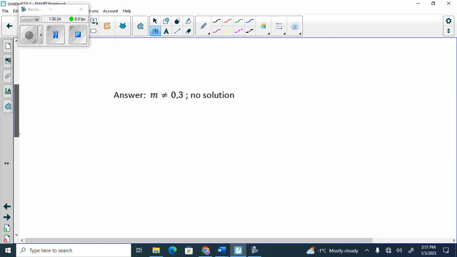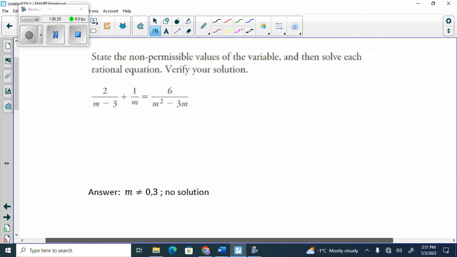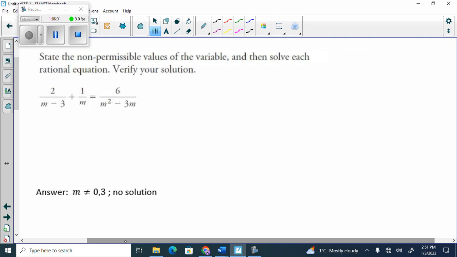All right, last one. Okay, last one, and it's in a large piece of paper. So here it says state the non-permissible values of the variable, then solve each rational equation. So we only have one here. Being nice. And then verify. So we're going to verify that they work in the end. Or don't work.